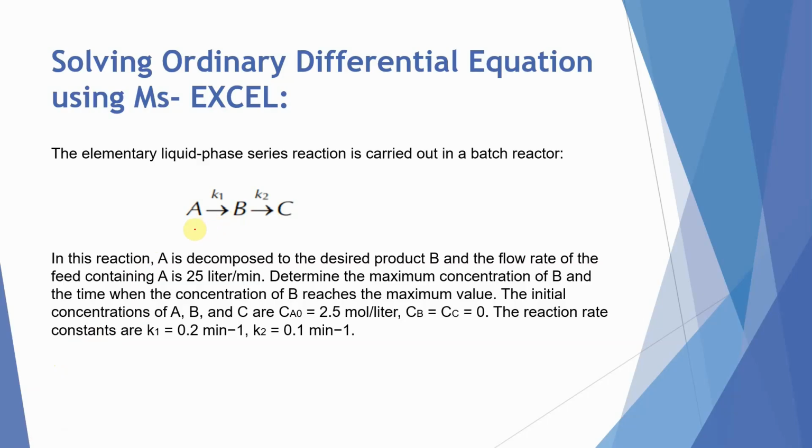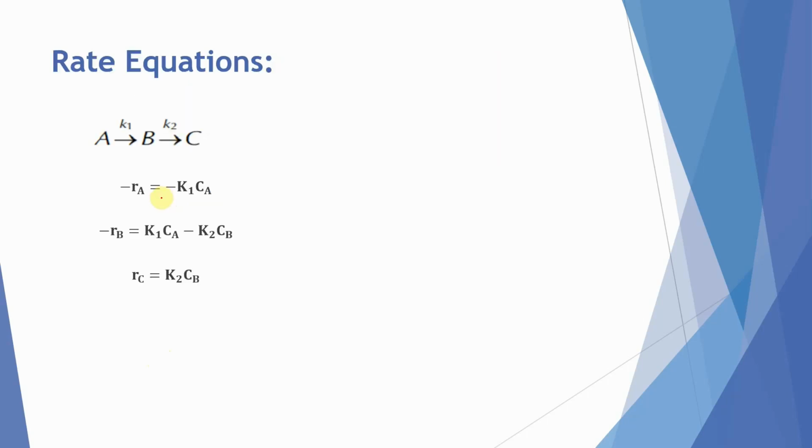According to the question, liquid phase series reaction is given and it is carried out in a batch reactor. Values of K1 and K2 are given, which is 0.2 and 0.1 respectively. The initial values of concentration of A, B and C, they are also given. So we need to find out the differential equations. For that, we will look at the rate equation first. The first step is to write the rate laws for component A, B and C.